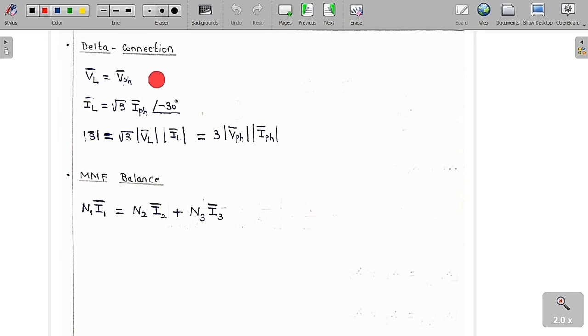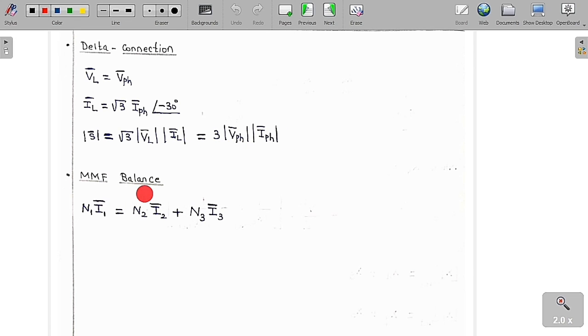In delta connection, I have already told you the line voltage is equal to phase voltage, and line current is equal to root 3 into phase current, and line current is going to lag the phase current by 30 degrees. So minus 30 here. It is in the positive phase sequence. All these things I have already told you. And the complex power is equal to root 3 into VL into IL or 3 into V phase into I phase. All these are the magnitude values only.